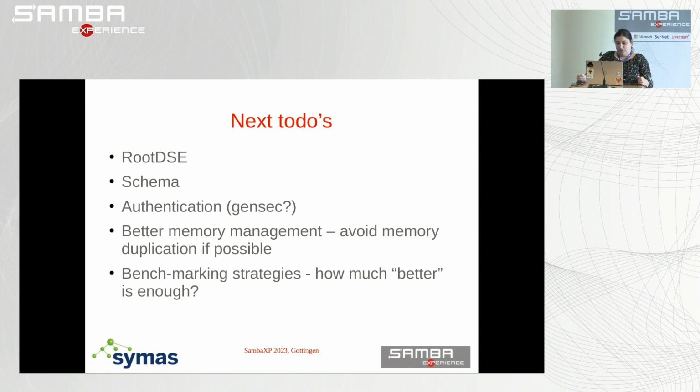And when we're ready to do some benchmarking, we have to consider benchmarking strategies and how much better is actually better. Well, our chief technical officer, Howard Chu, most of you have heard of him, basically says, oh, at least 10 times. So this is what we'll try. It's nice to have a goal. Personally, I'm not sure, but we can try.